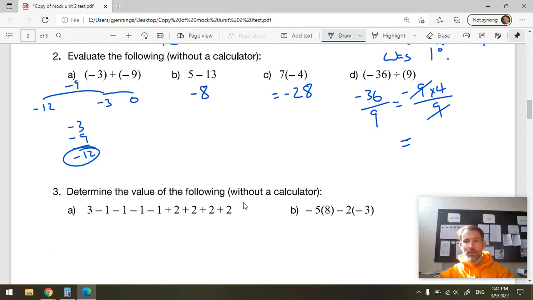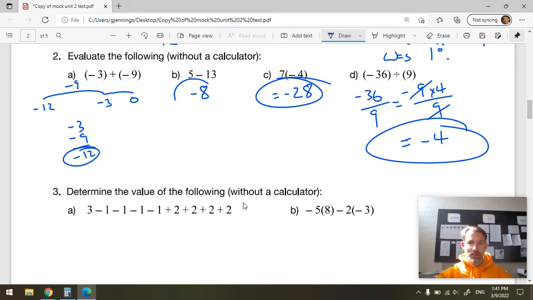Multiplying and dividing, you just count up the negatives, and if it's odd, if it's 1, 3, or 5 negative signs in your multiplication question, you'll have a negative answer. If it's even, you'll have a positive answer. There we go. That's the answer.